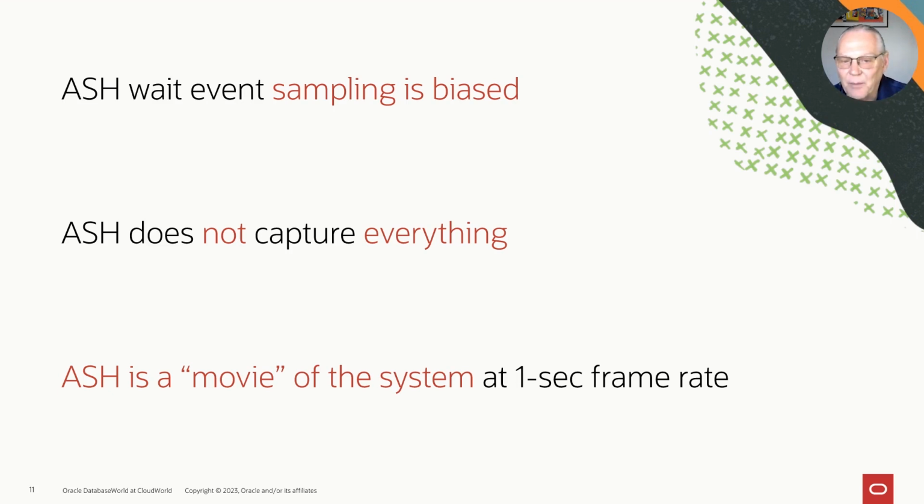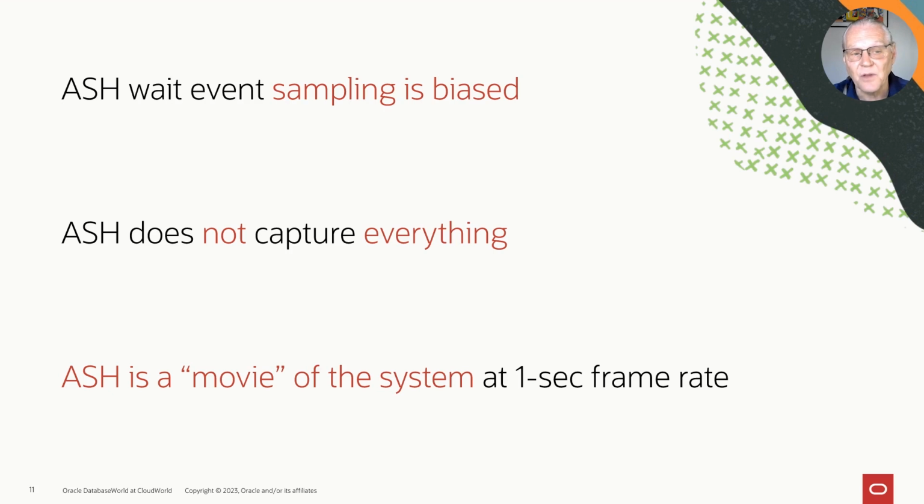It's important to remember that ASH does not capture everything. ASH has so much in it that it's tempting to think of it as everything, but it's not. It's a sample every second, and a lot of things happen between samples, right? So everything that happened is not represented by ASH, but ASH does a good job of making a reasonable facsimile of what happened, and that's how we use it.